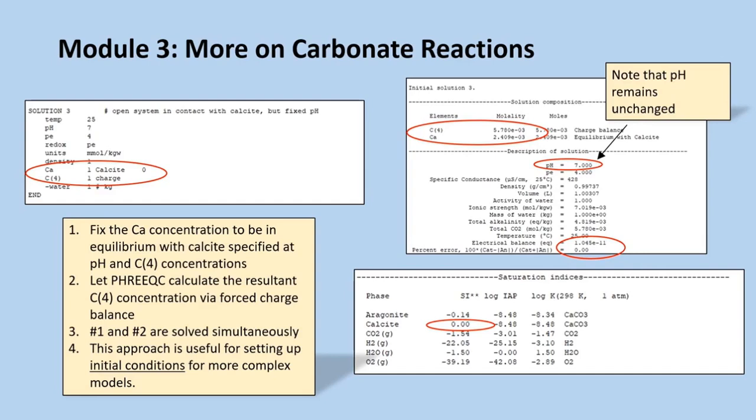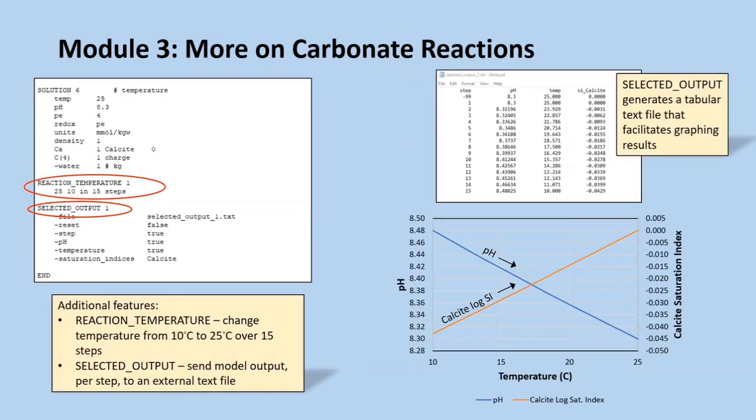Note that these two steps, 1 and 2, need to be solved simultaneously. freq-C will take care of this on its own. I'm mentioning this approach because this kind of thing is very useful for setting up initial conditions for more complex models. In the output, note that freq-C has done everything we've asked and has maintained a constant pH.